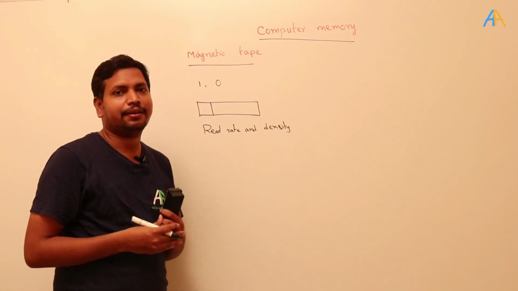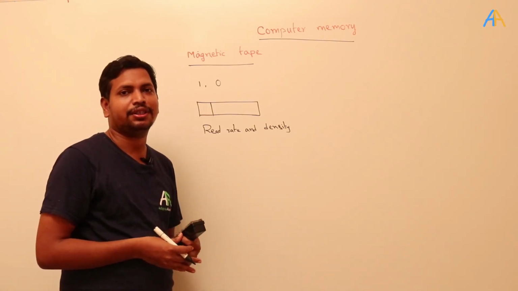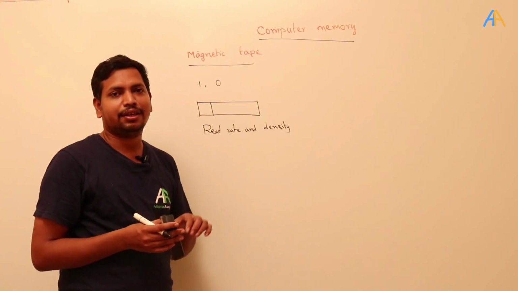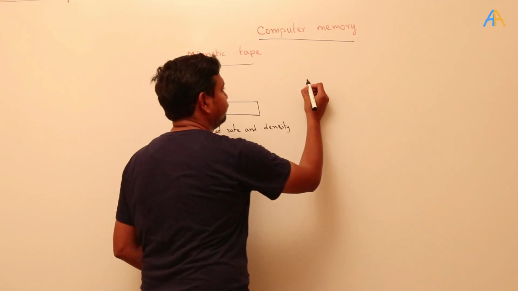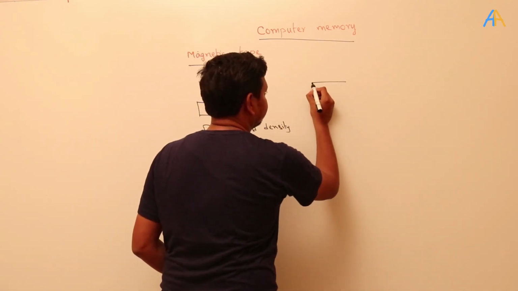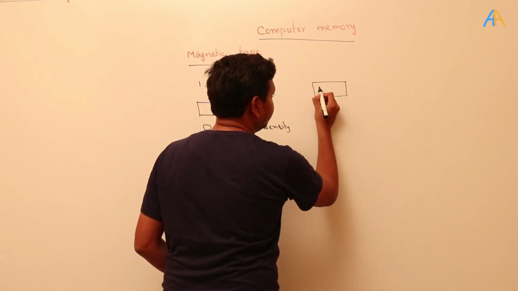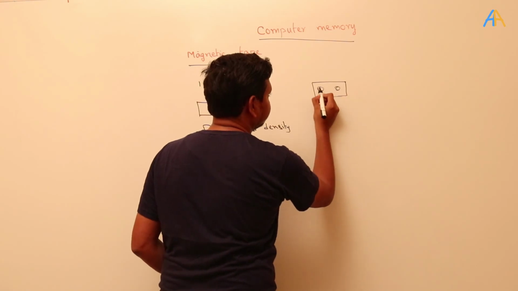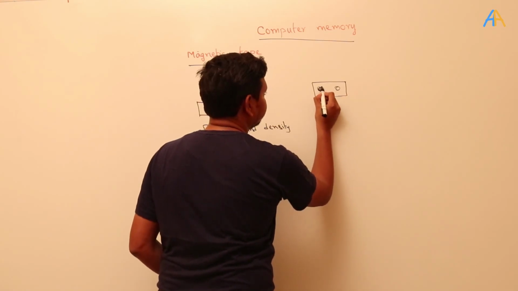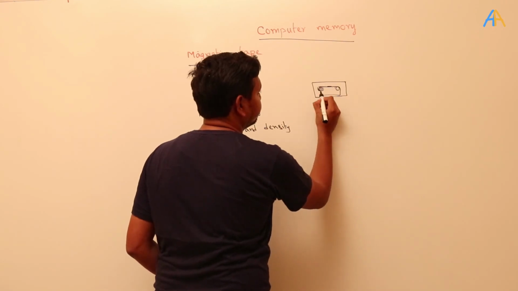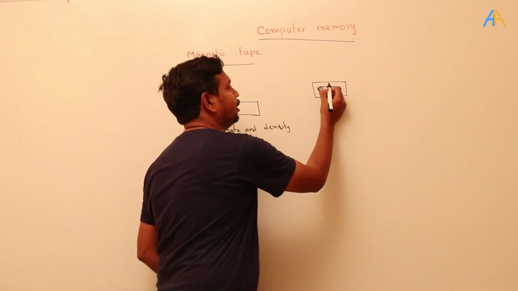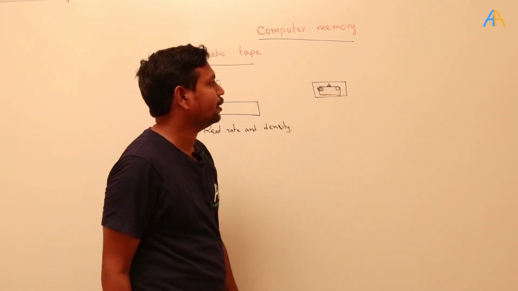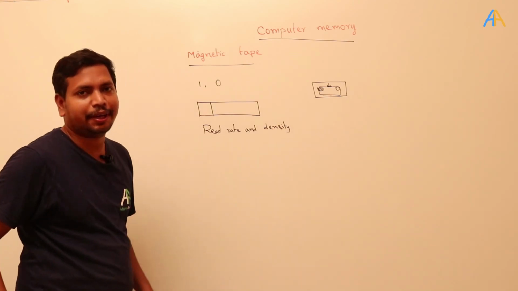So magnetic tape is similar to the cassettes we saw in earlier days. Cassettes used to rotate, like this cassette format. There is a reel, and there is a read head here, so like this it is rotating through some mechanism. So some read head will be there, and it will read it. So this is magnetic tape.